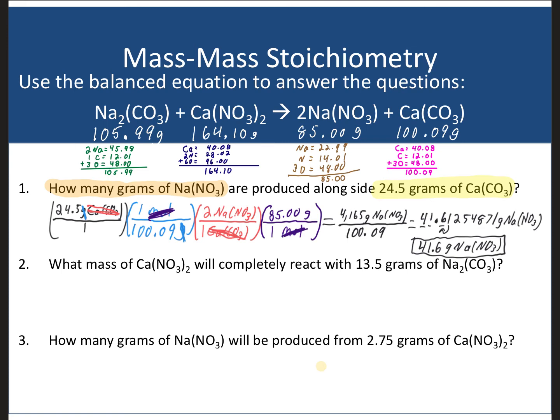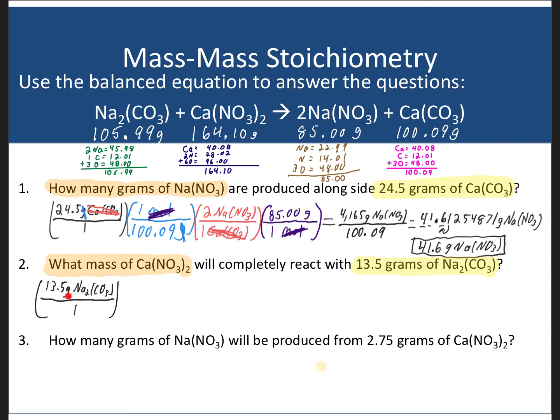Question 2 starts out with what mass of calcium nitrate? It doesn't say how many, but it still says what. Question word. I want calcium nitrate, and I want a mass, which means grams. I'm given 13.5 grams of sodium carbonate. So here is where I'm starting. My starting mass is 13.5 grams of sodium carbonate. So I go and plug that down as my starting thing over 1.